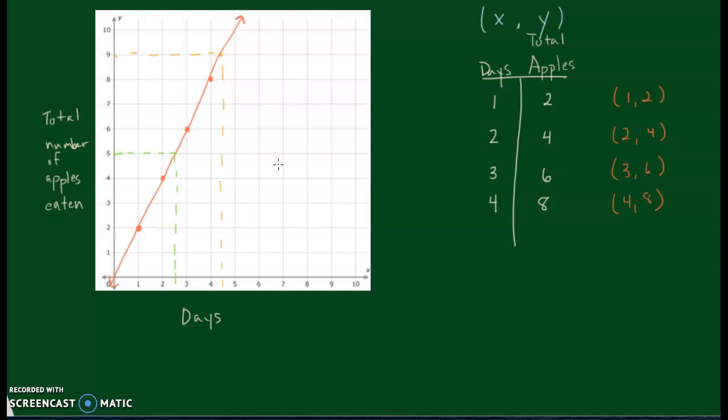Then you could say, if this pattern continued, on the 5th day, how many total apples would there be? So at the end of the 5th day, how many total apples would there be? For this one, we can come out to 5. So we're starting with our days, and we'll just follow it up. And that would put us at 10. So at the end of our 5th day, it would take 10 apples. That's how we can use our line, our data, to help us answer some other questions.